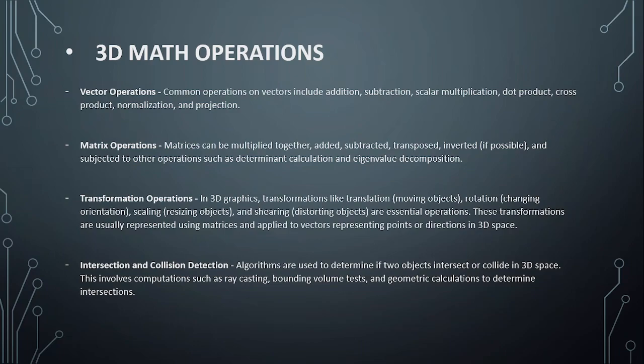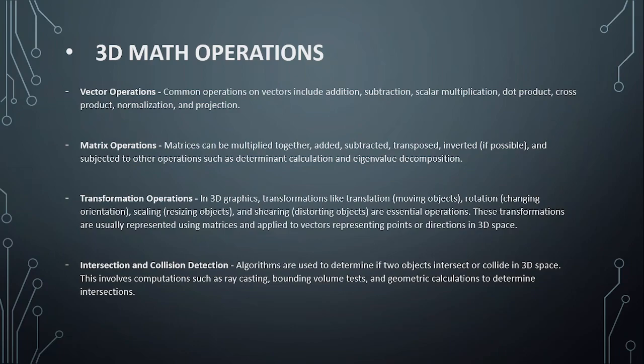So the third one is transformation operations. In 3D graphics, transformations like translation or moving objects, rotation or changing orientation, scaling or resizing objects, and shearing like distorting objects are essential operations. These transformations are usually represented using matrices and applied to vectors representing points or directions in 3D space.